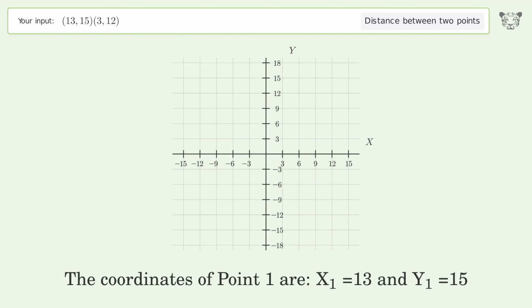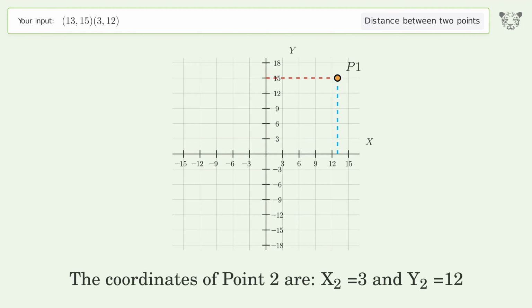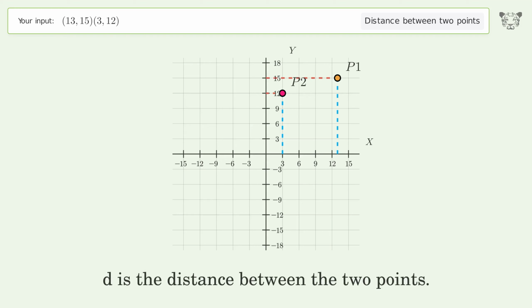The coordinates of point 1 are, x1 equals 13 and y1 equals 15. The coordinates of point 2 are, x2 equals 3 and y2 equals 12. D is the distance between the 2 points.